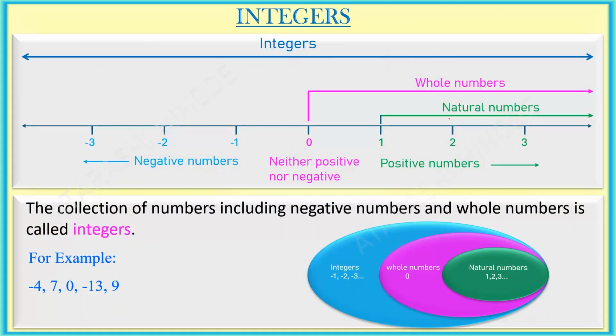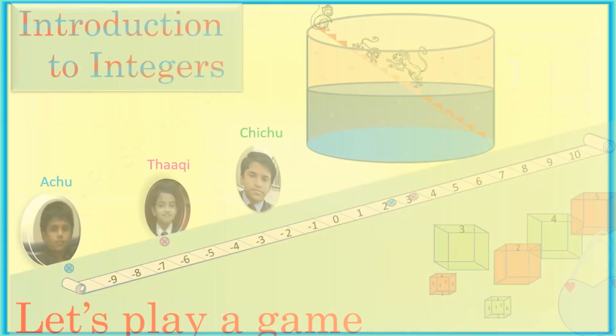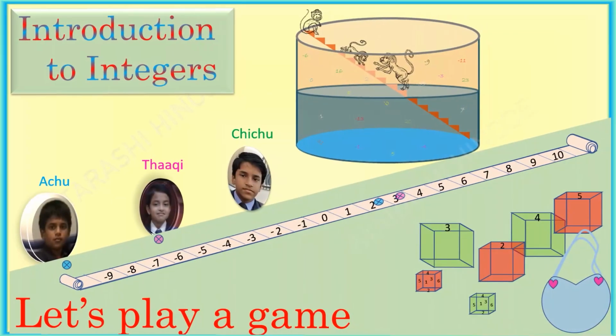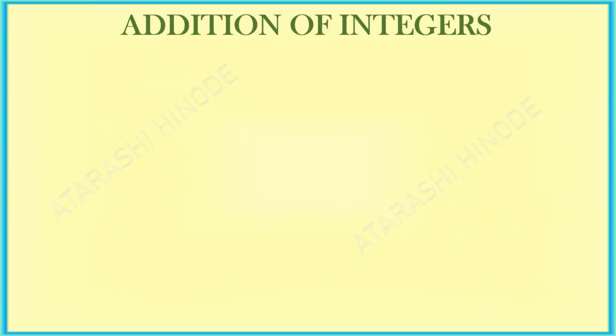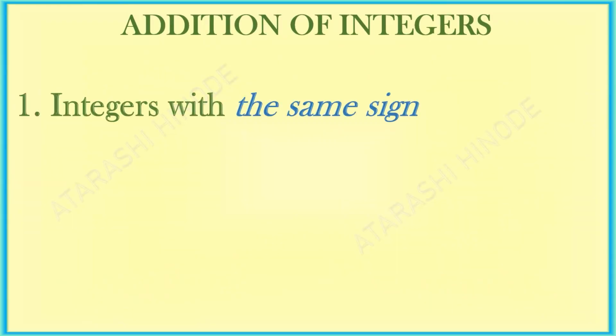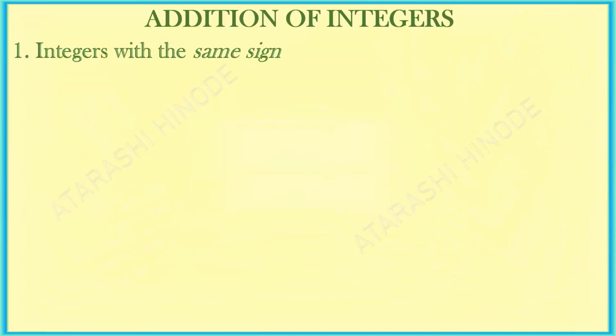We know natural numbers with 0 is the collection of whole numbers and that with negative numbers is the collection of integers. To know more about integers, please go through the video that I have already uploaded. Now, how do we add integers? To add integers, there are two cases, integers with the same sign and integers with different signs. Let us have a look at the first case, that is integers with the same sign.